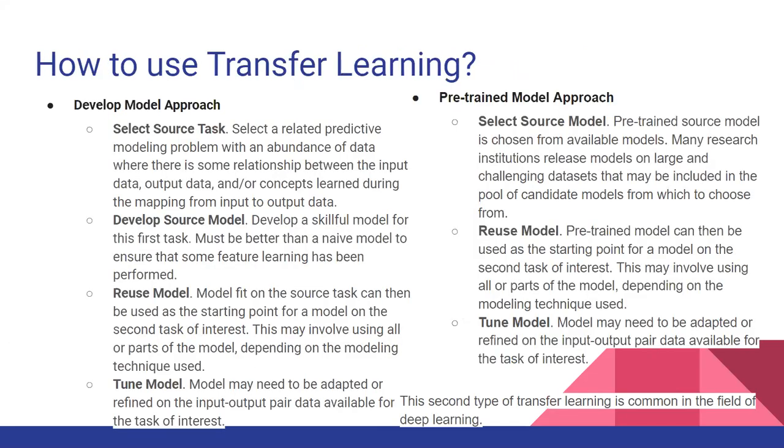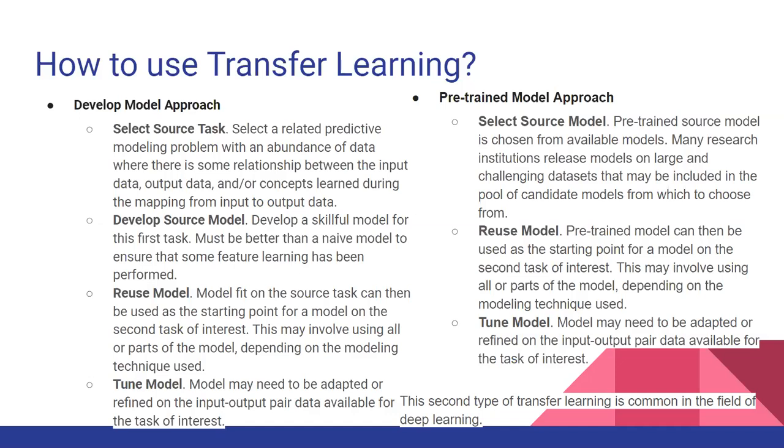So how do we use transfer learning? Now we get into depth on the two approaches I explained before, the developed model approach and the pre-trained model approach. The developed model approach is basically developing a model, reusing that model for another task of interest, and then maintaining that model.